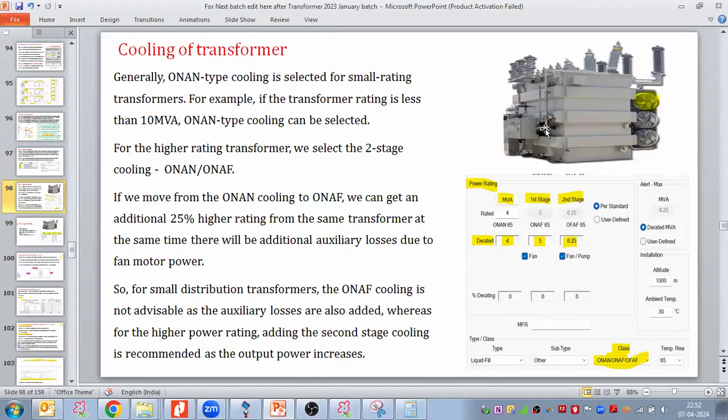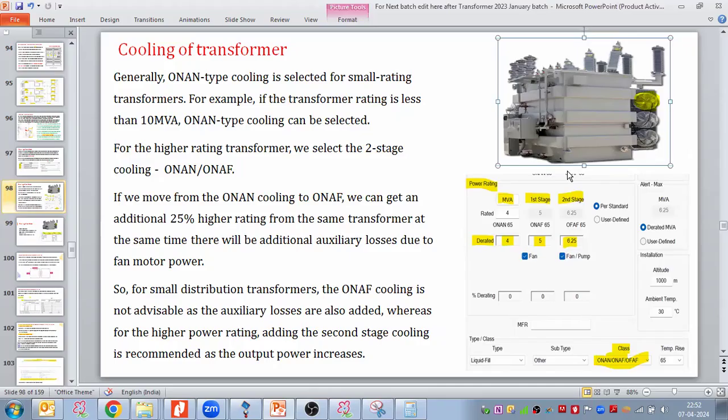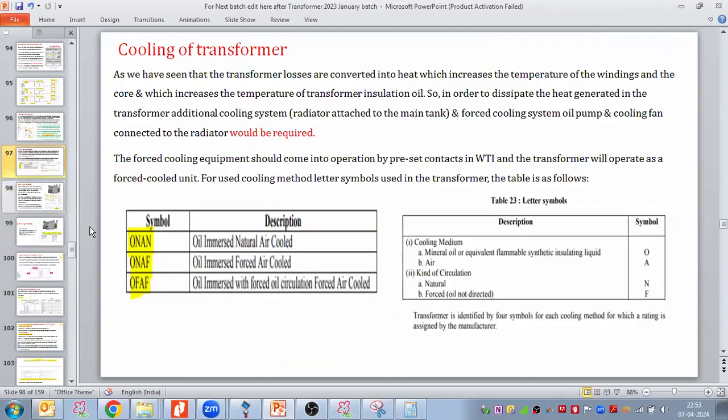In the case of small transformers like 100 kVA or 200 kVA, ONAN type cooling is selected. For example, if the transformer rating is less than 10 MVA, ONAN type cooling can be selected up to that rating. If I take another cooling, ONAF or OFAF, what is the disadvantage of that cooling?